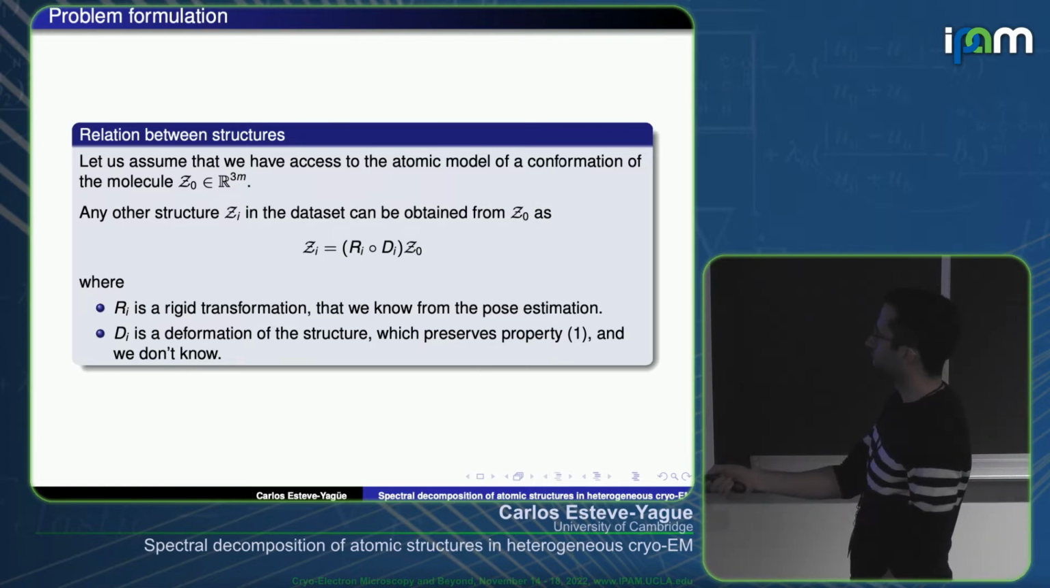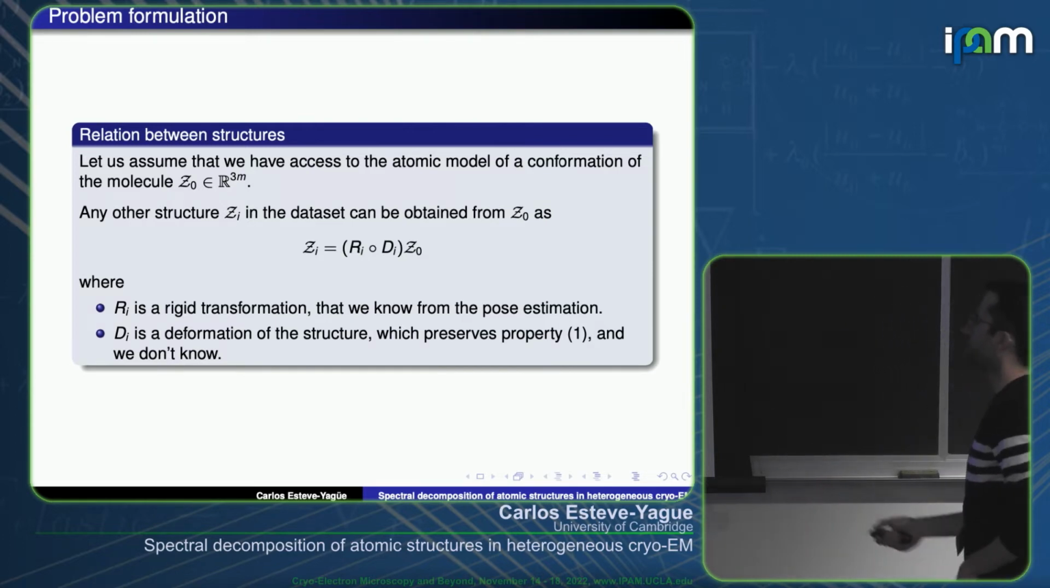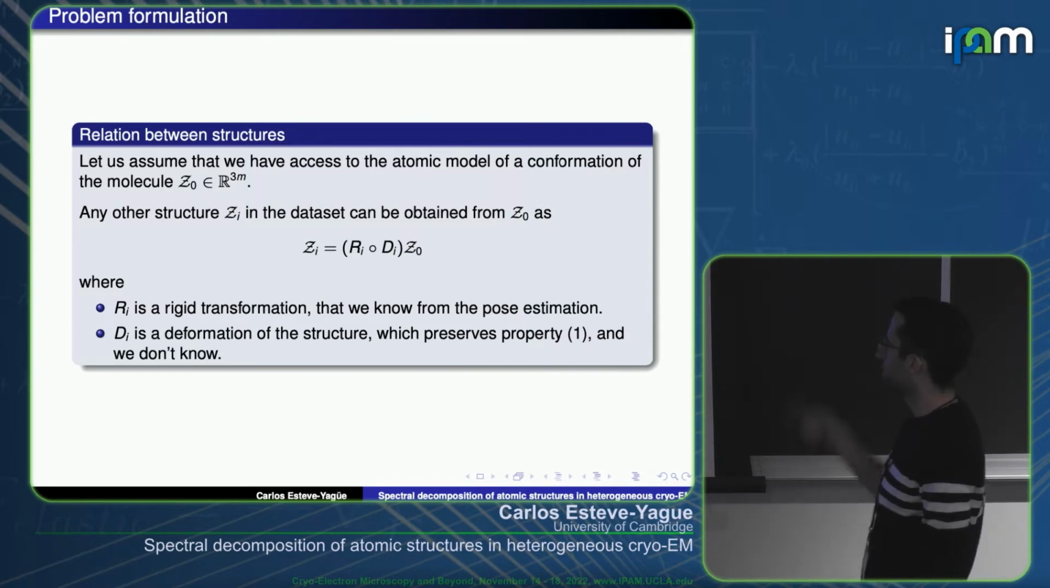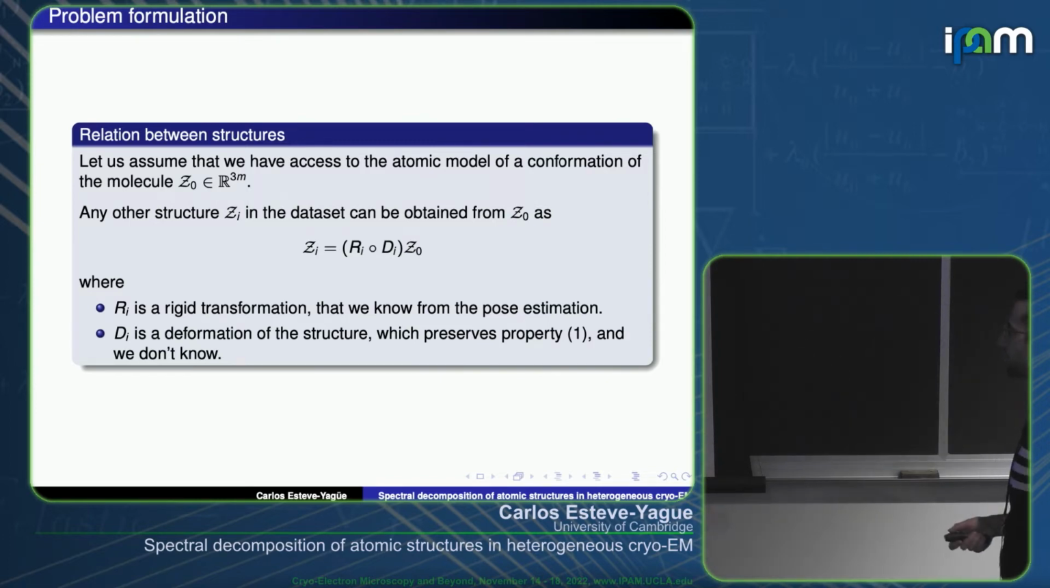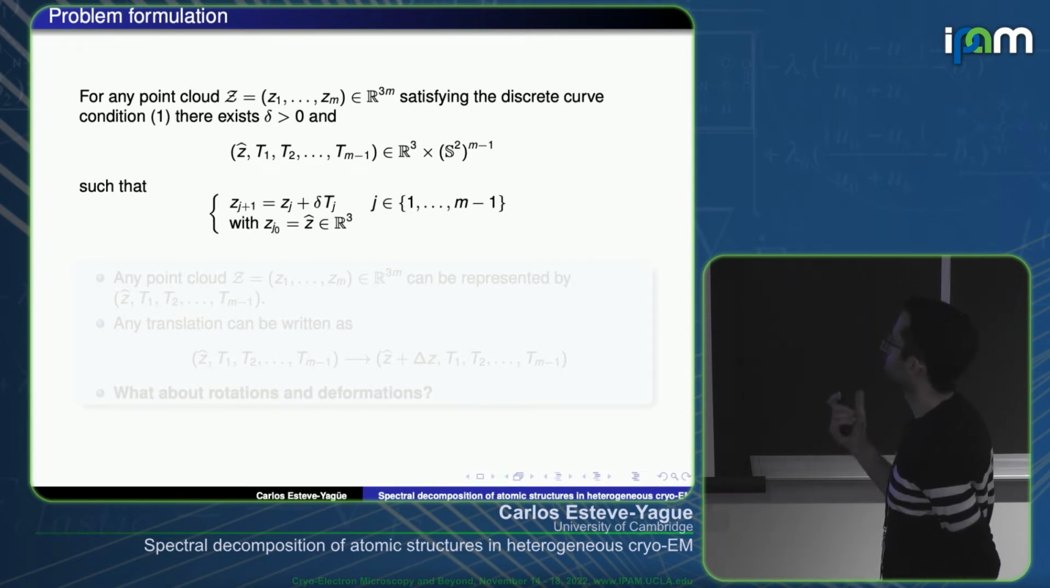And here, since we are going to assume that we have estimated the pose of the particles, we are going to assume that we know this rigid transformation, but we don't know the deformation. And what we are interested in here is in recovering the deformation of this kind of discrete curve. Okay, so how are we going to do it?